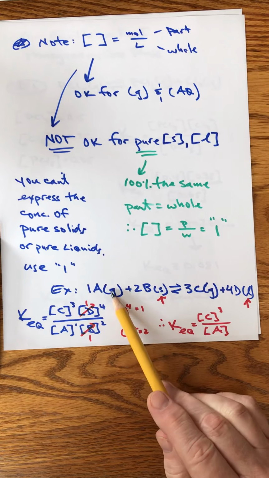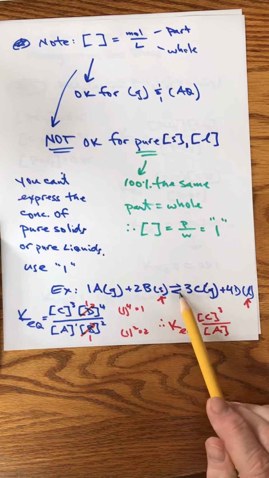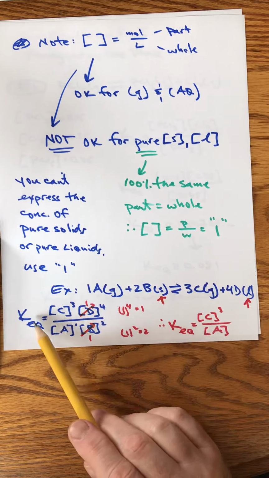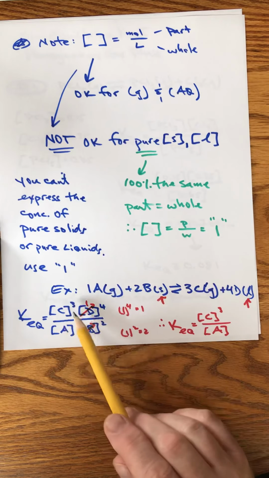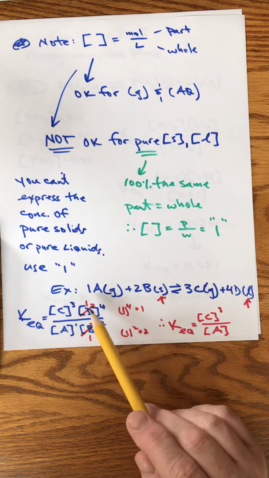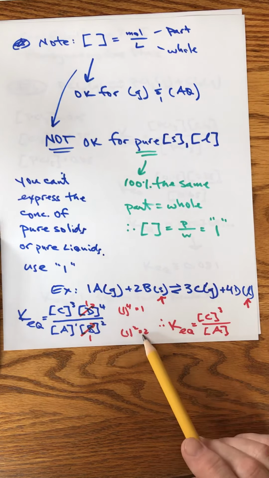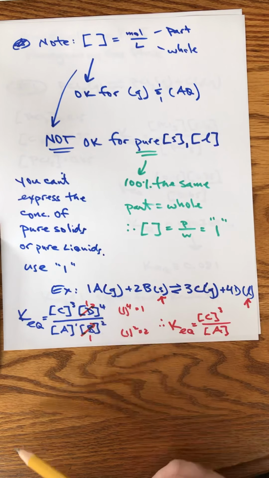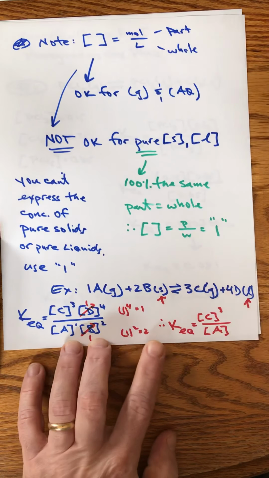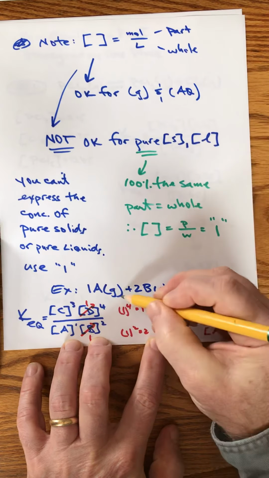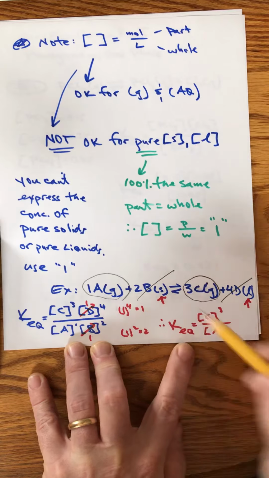So if I had a system here with gas and solid and gas and liquid, 1A gas plus 2B solid, arrows, 3C gas and 4D liquid, if I plug that in, that would be C cubed times D to the fourth power over A to the first times B squared, but D is 1 and B is 1 and 1 to the fourth power is 1 and 1 to the second power is 1 and 1 to any power is 1. So they just kind of drop out of the equation. So KEQ would just simply be the reactants and products that are in the gas or aqueous phase count. And if it's solid or liquid, it just drops right out of the equation. So it's C cubed over A.